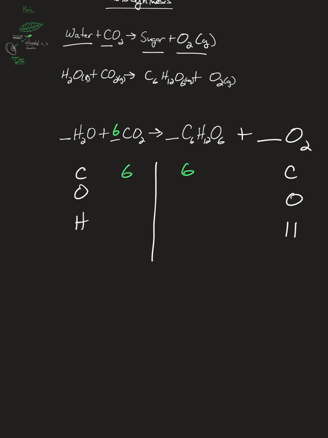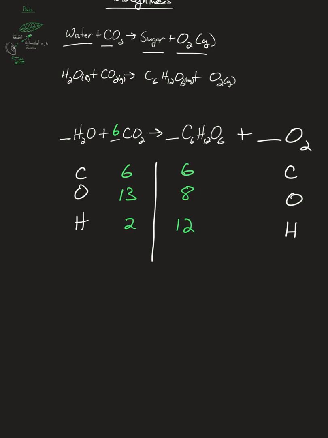Well, how many oxygens? 6 times 2 is 12. Plus 1 is 13, correct? Yes. So there's 13. Here you have 6 oxygens and 2 oxygens there, so that's 8. And hydrogens, 2 on this side, and there's 12 on this side. So we still got to balance these others.